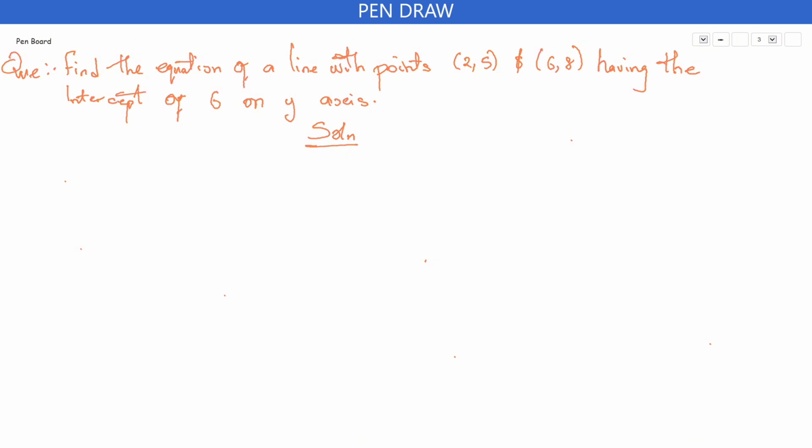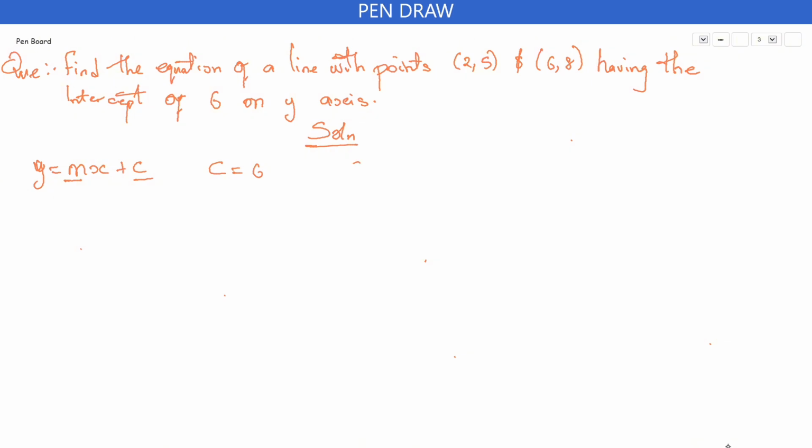So they gave us this question. They said we should find the equation of a straight line with points (2,5) and (6,8) in it, having an intercept of 6 on the y-axis. Since this is a straight line, we recall the formula that y = mx + c. The two variables we are looking for are the slope and the intercept. They gave us the intercept already, which is 6, but they didn't give us the slope.